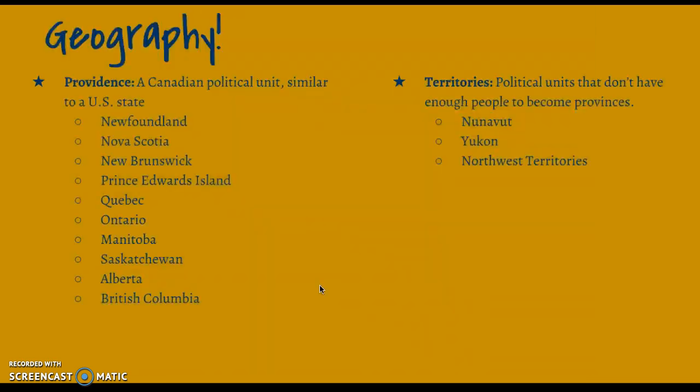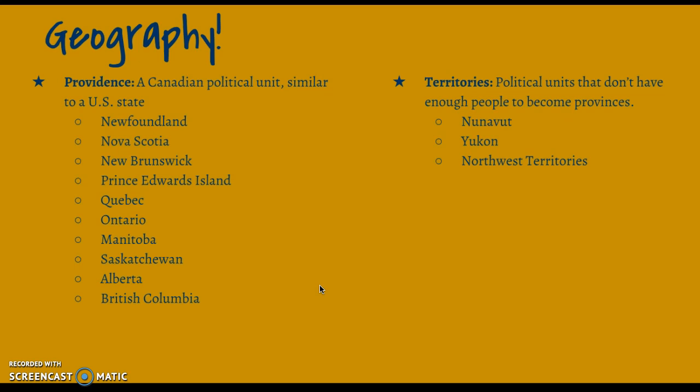Let's start with territories and provinces. So we know that a territory is a political unit that doesn't have enough people in it. On the test, you will have to list the three territories. We know it's Nunavut, Yukon, Northwest Territory. And you will also have to explain why they are a territory. We know that a territory just doesn't have enough people in it, but why is there not enough people in it? So we're tying back the climate of Canada back into their political structures.